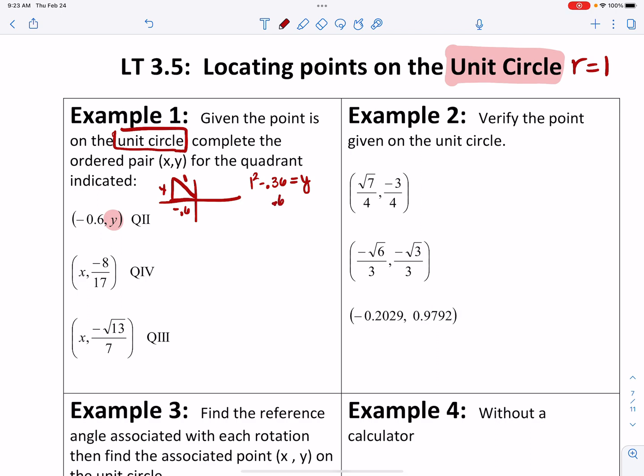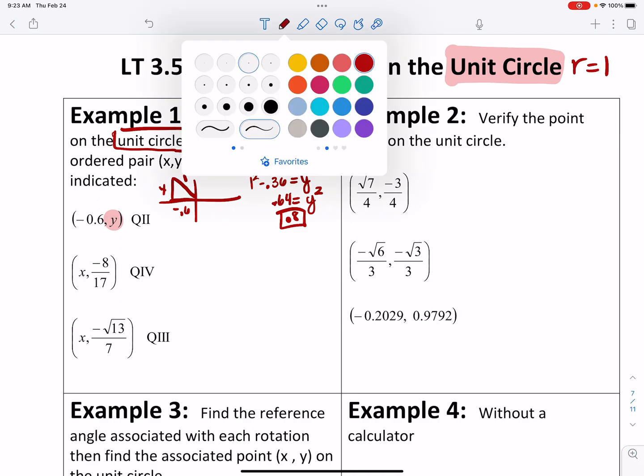So that would give me, I don't have a calculator. If I mess up on any of these, just know Miss Williams always messes up. So I believe that is 0.8. Okay. I am in quadrant 2, so my y value would be positive.